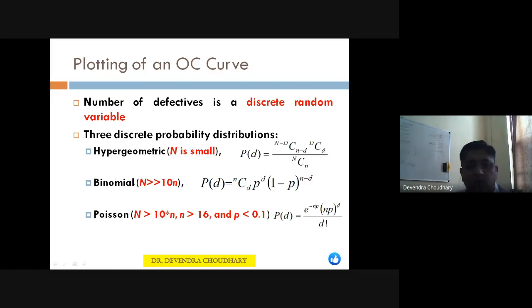Binomial distribution is used particularly when lot size is more than 10 times the sample size, and this function is used to determine the probability of having exactly D defectives. The Poisson distribution is used particularly when lot size is significantly higher than sample size, sample size is again more than 60 and fraction defectives are less than 10%. And we can use this probability distribution function to determine the probability of having exactly D defectives.